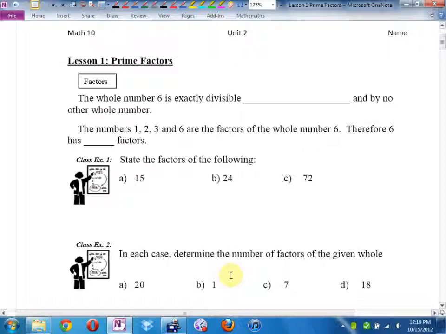So the whole number 6 is exactly divisible by what? What numbers go into 6 evenly? How about let's go in some kind of an order. I'm going to suggest from smallest to biggest. 1, 2, 3, 4 goes into 6.